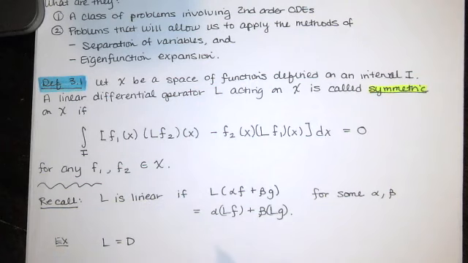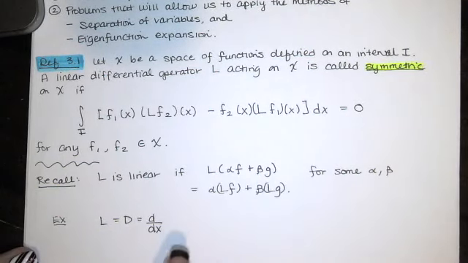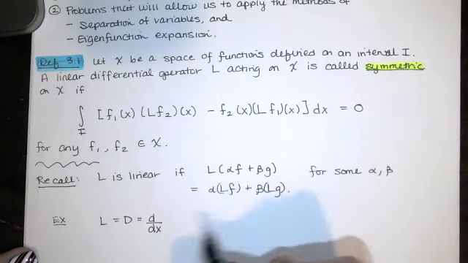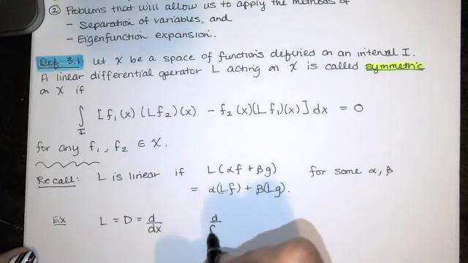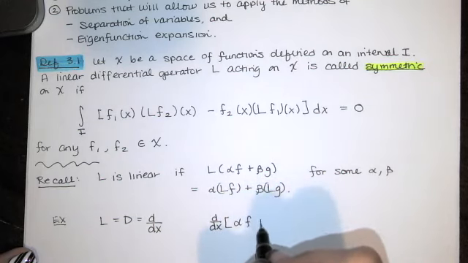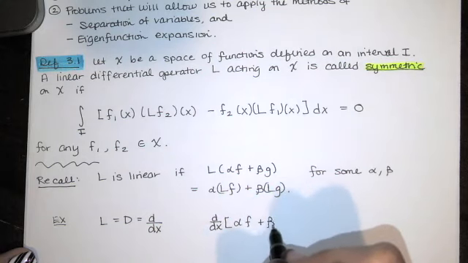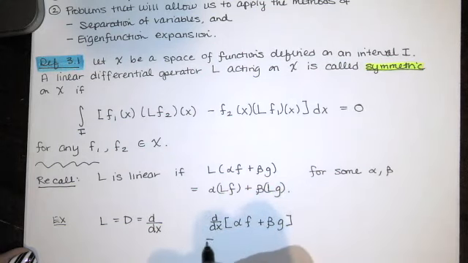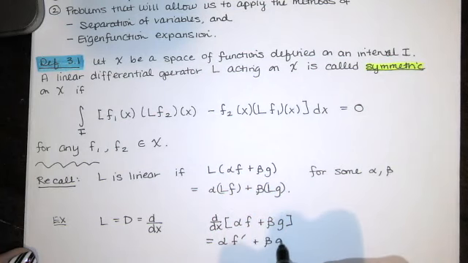Sometimes we'll call this just D for the differentiation operator, or we'll write d/dx. Now remember that that doesn't really mean much without a function to the right of it. I need to take the derivative of something. But if I take this differentiation operator and apply it to alpha f plus beta times g, you know from calculus that that's just going to be alpha f prime plus beta g prime.